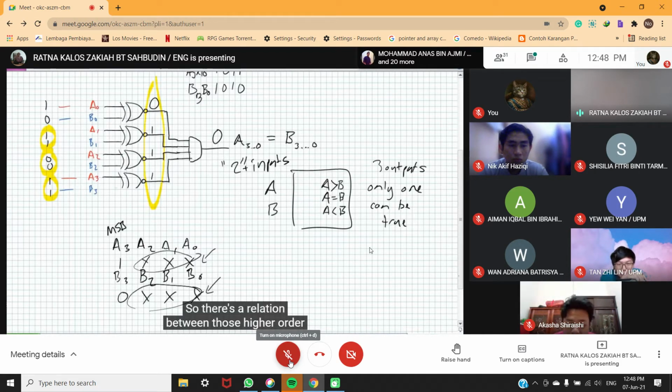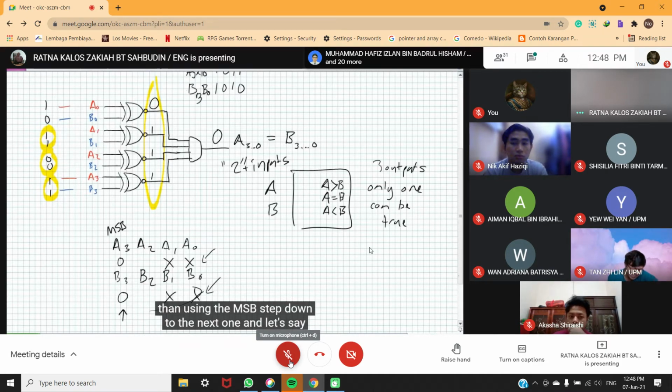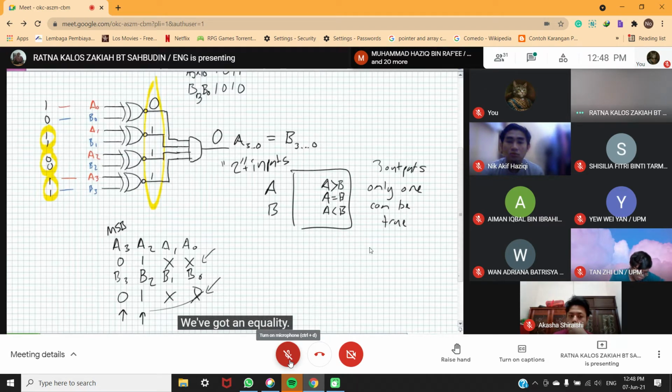So there's a relation between those higher orders and those lower orders. But now let's say, for example, our MSBs are equal, we'll go on to the next one. So we're doing successive comparison. If we've not determined if one is greater or less than using the MSB, step down to the next one. And let's say that those are both equal. We've got an equality.